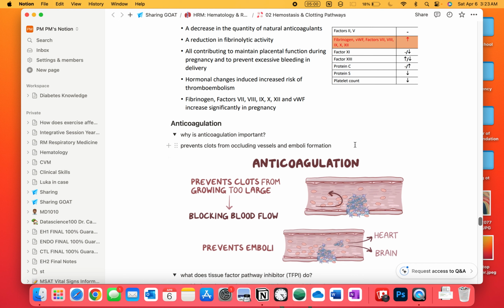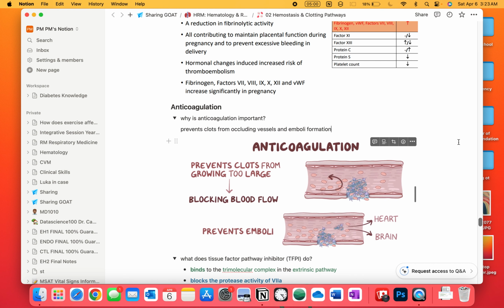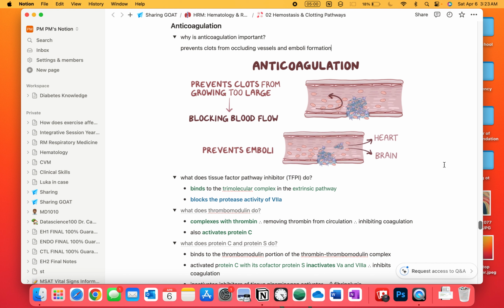Anticoagulation. Why is anticoagulation important? It's going to prevent clots from occluding vessels and emboli forming. What does tissue factor pathway inhibitor do? This just binds to the trimolecular complex. So again, that's going to be the extrinsic pathway, and it blocks the protease activity of factor 7. We know that the extrinsic pathway is the most important pathway when it comes to this coagulation cascade, in terms of converging to the common pathway and forming that insoluble clot. So therefore, tissue factor pathway inhibitor is going to inhibit the extrinsic pathway.